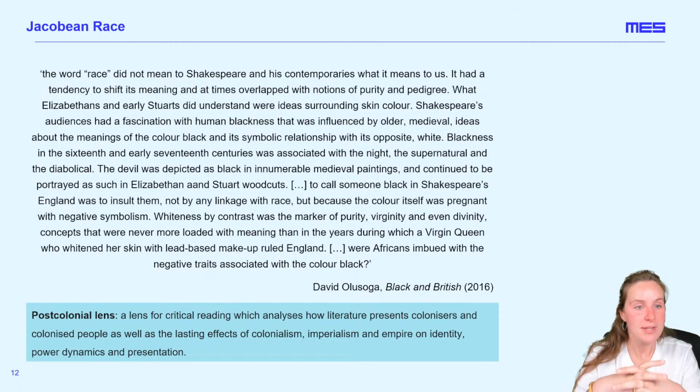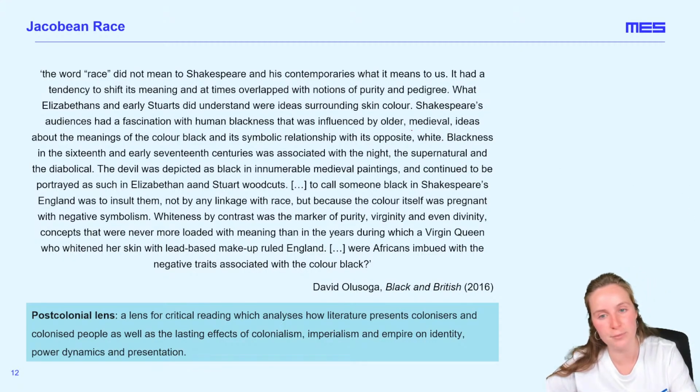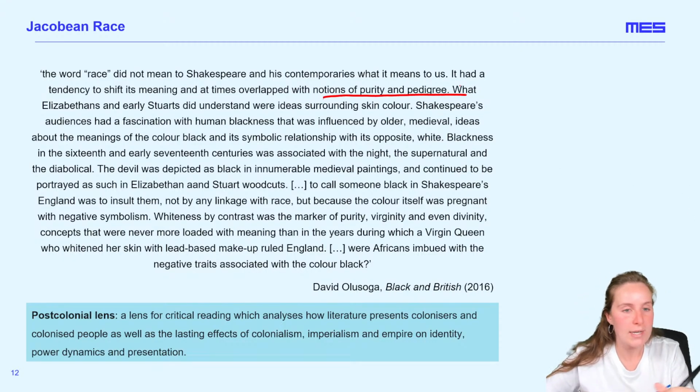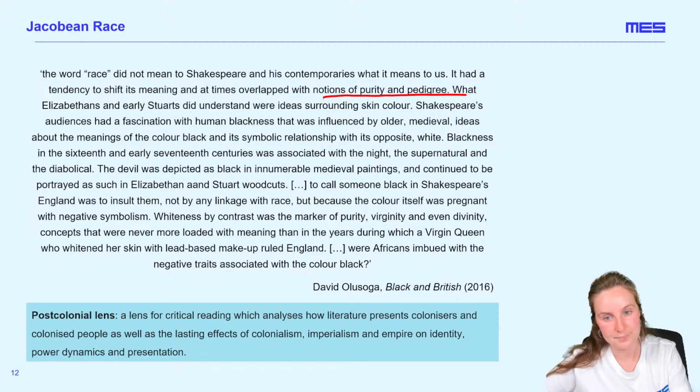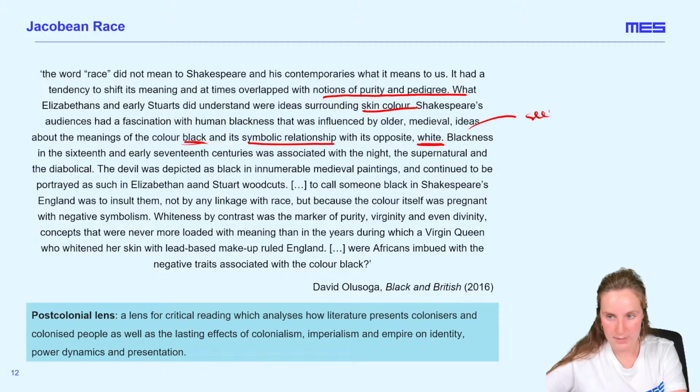Olusoga continues, this idea of race doesn't mean to Shakespeare and his contemporaries what it means to us. It had a tendency to shift its meaning over time, but it overlapped with, and this is important, notions of purity and pedigree. What Elizabethans and early Stuarts did understand were ideas surrounding skin colour. Okay. So skin colour. Shakespeare's audience had a fascination with human blackness that was influenced by older medieval ideas about the meanings of the colour black and its symbolic relationship with its opposite, white. Good. So this idea of the relationship between these two seeming opposites.